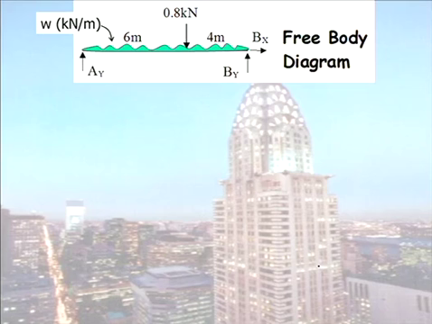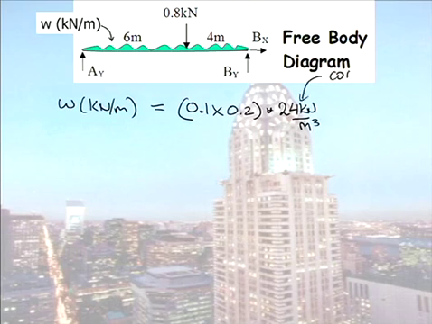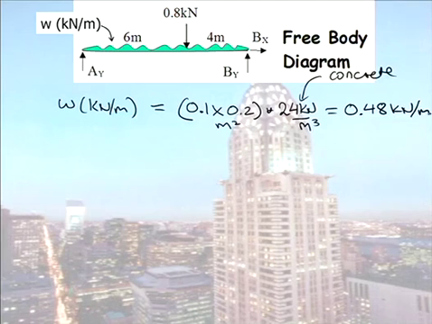So how much does our beam weigh? To work out the weight of the beam, in kilonewtons per metre, the area of the beam was 0.1 times 0.2. And last week I said if you get the cross-sectional area and you multiply it by density, so this beam is concrete. If you look at your units here, area is metres squared, density 24 kilonewtons per metre cubed. That will give you a weight of beam, 0.48 kilonewtons per metre.